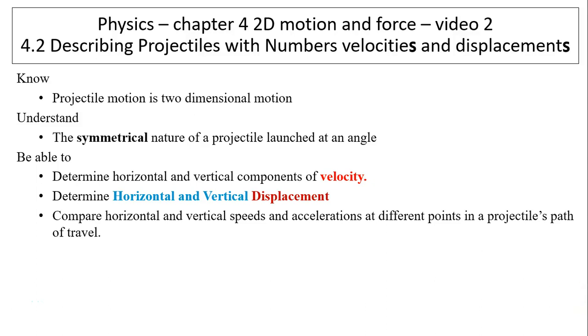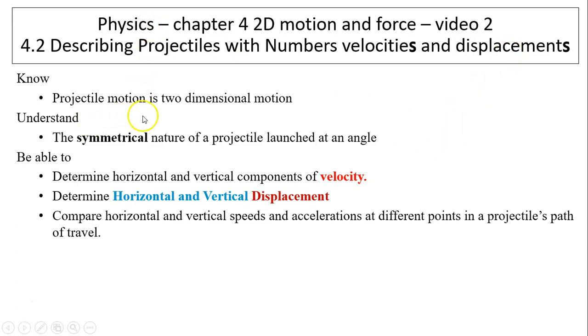This is Physics, Chapter 4, Two-Dimensional Motion and Force, Video 2. Today's topic is describing projectiles with numbers in velocities and displacement. Notice I have an S here. That is because a projectile has two dimensions, X and Y: X velocity, Y velocity, X displacement, and Y displacement.